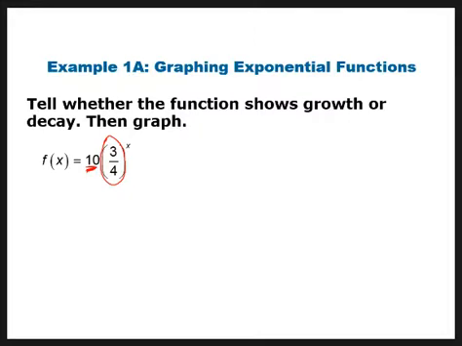If this number in here is less than 1, or between 0 and 1, that means that as our graph moves to the right, this 3/4 is actually going to cause our values to decrease. So if this number in here is less than 1, it's an example of decay. That's really all we have to do to start with: is it growth or decay? Well, in this case, because this other number beside my base is less than 1, yet greater than 0, it's going to be decay.